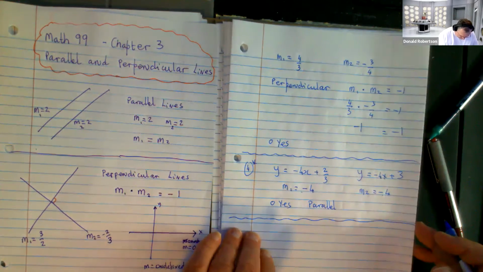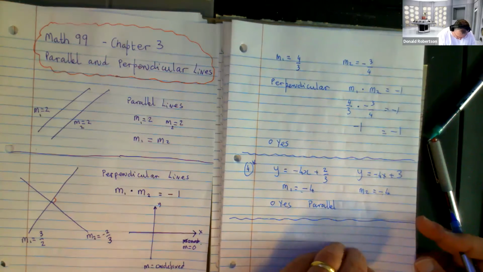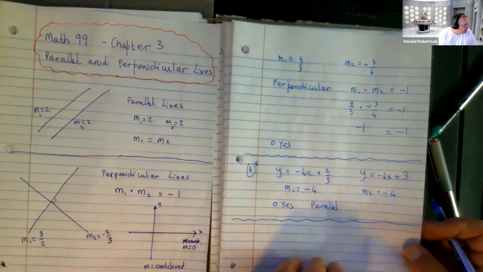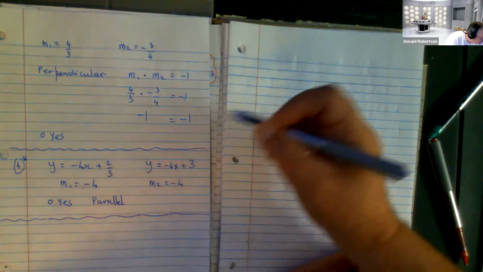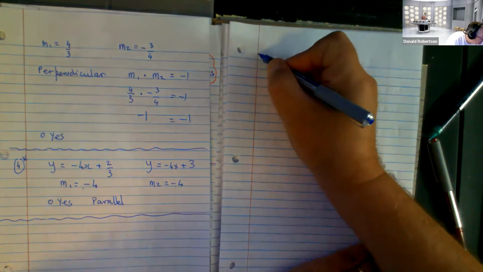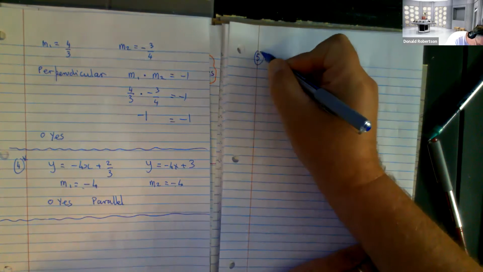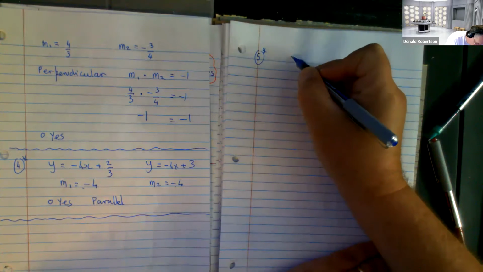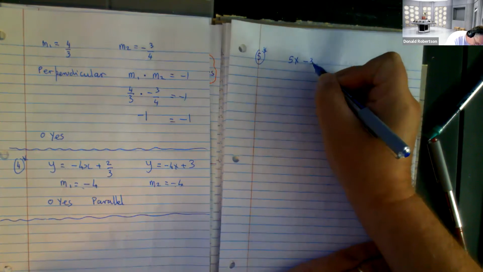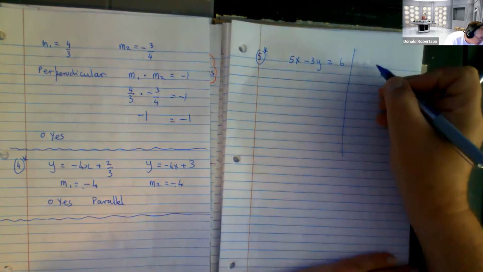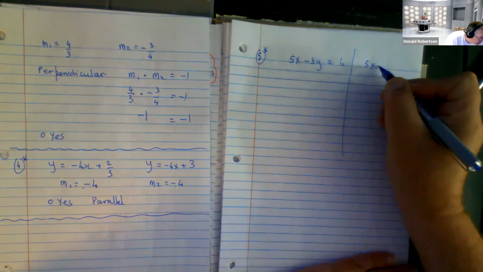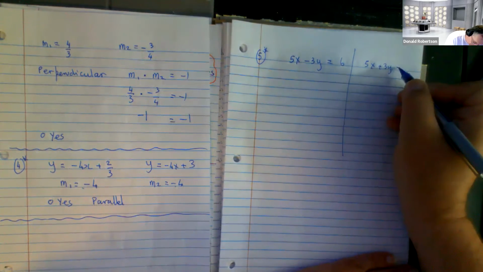Now, they could make your life a little bit more awkward by giving you the equations of two lines and asking, are they parallel or are they perpendicular? But instead of giving you in the y equals format, they give you in the standard form. So an example of that might be question 5. So we have 5x take away 3y is 6. And the other one is 5x plus 3y is -6.